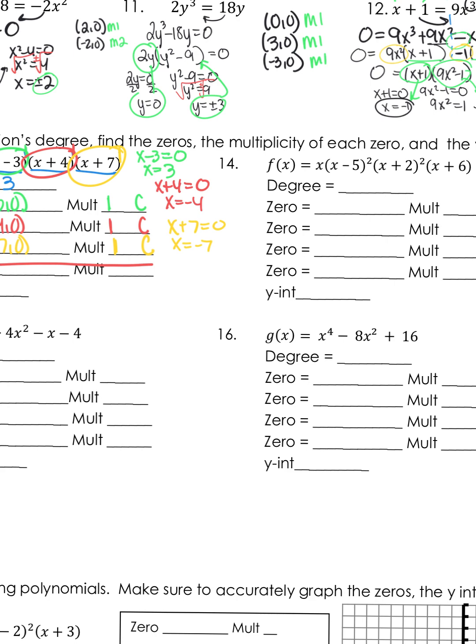And then for the y-intercept, remember you're just plugging in 0 for x into the original. You can type that all into your calculator or do it by hand. You'll have 3 times negative 3 times 4 times 7, and you'll get a huge number for this one, negative 252.